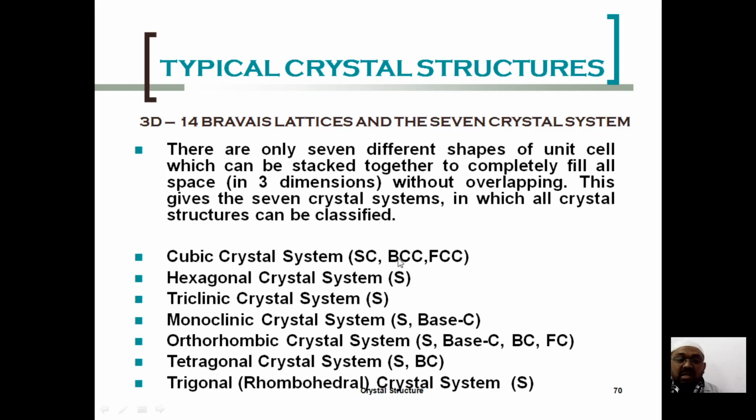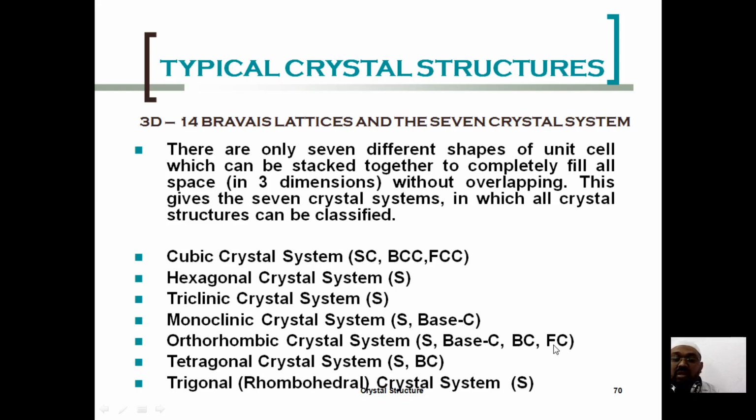So how many ways can the constituent particles be arranged? 3 ways. That is called the Bravais lattice: simple cubic, body centered, face centered. Hexagonal, you'll find only S, which means simple cubic. S is simple, base centered, monoclinic, orthorhombic. You'll find 4 different Bravais lattices.